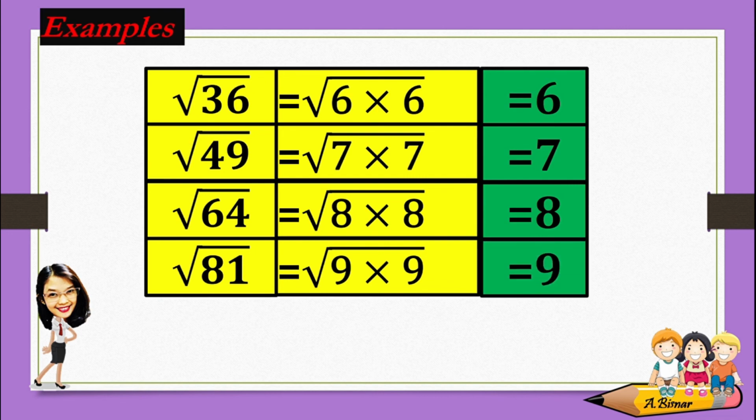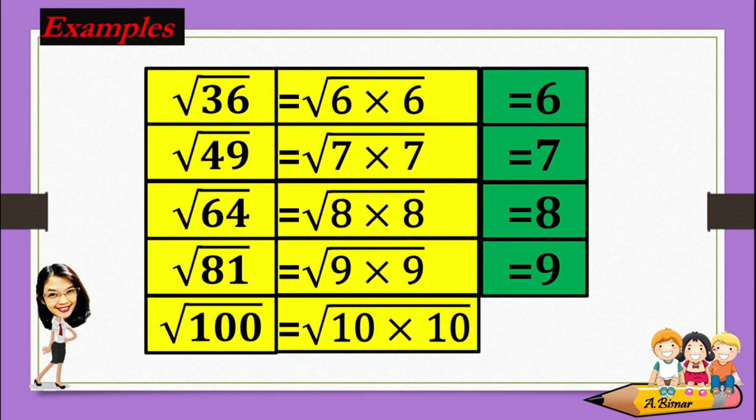And for the last one, square root of 100, which will be equivalent to the square root of 10 times 10. And therefore, our principal root or the square root will be 10.